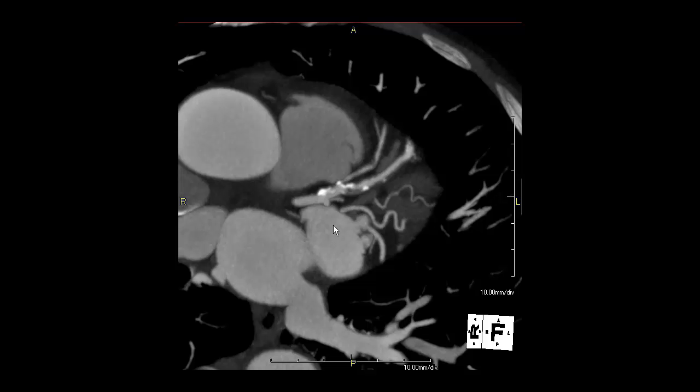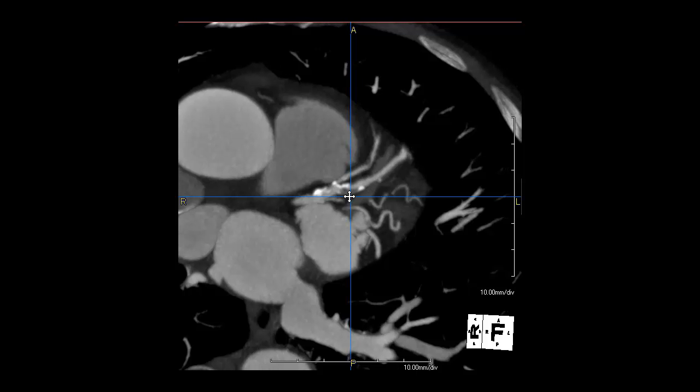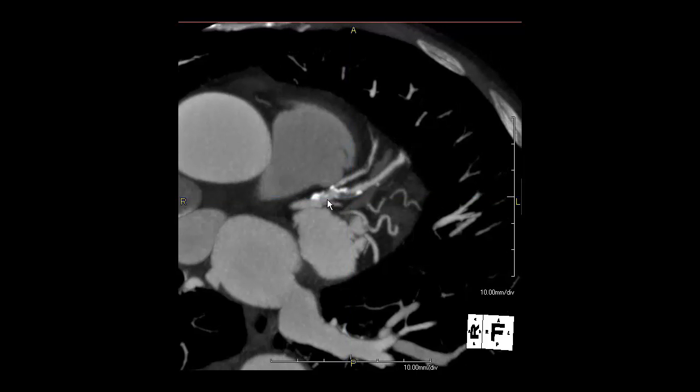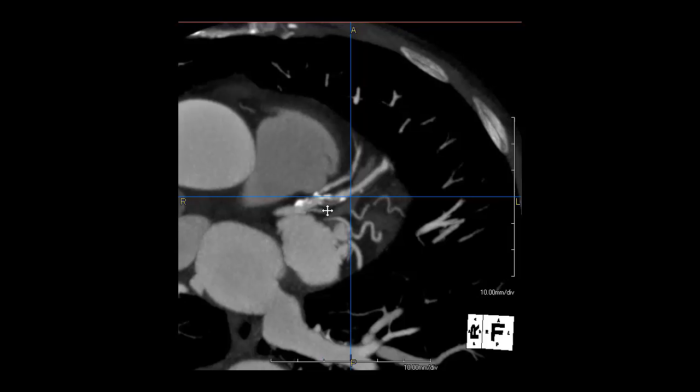Next, we look at the left anterior descending coronary artery. Again, there is some moderate non-obstructive disease at its ostium. This is a very large diagonal, probably the dominant vessel coming off very quickly, and there is some complex or mixed plaque in this region that appears to be significantly obstructive at the ostium of the diagonal.